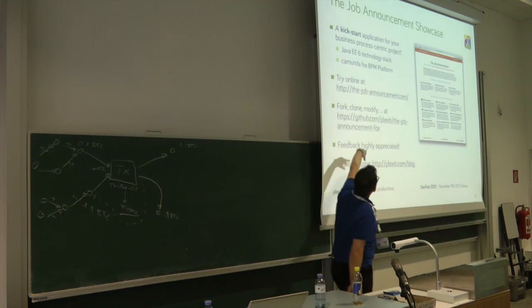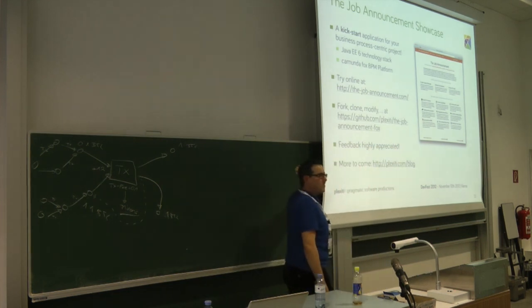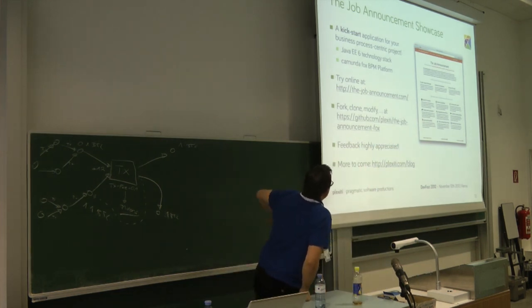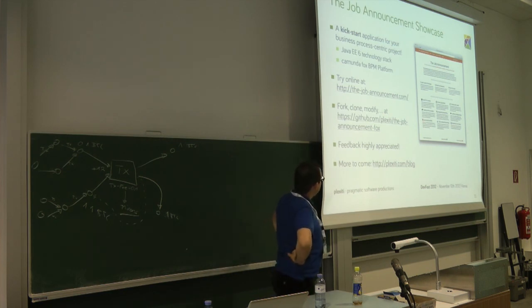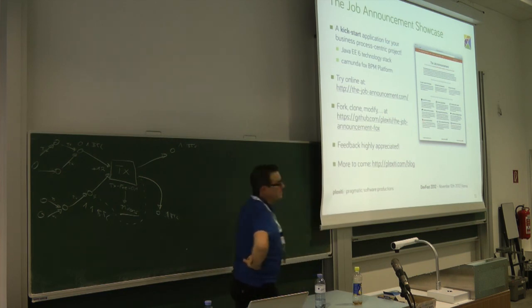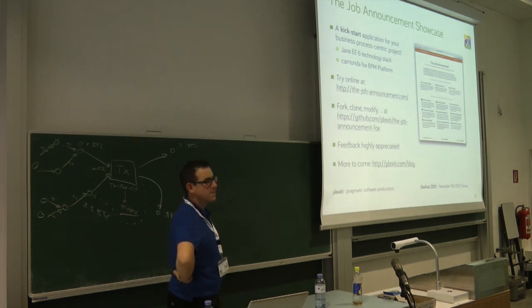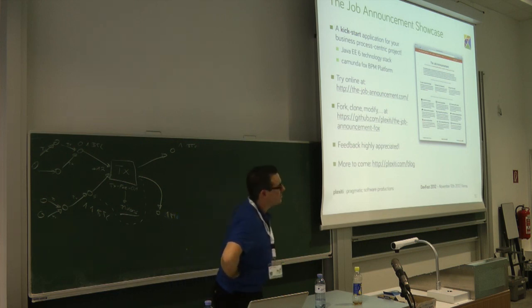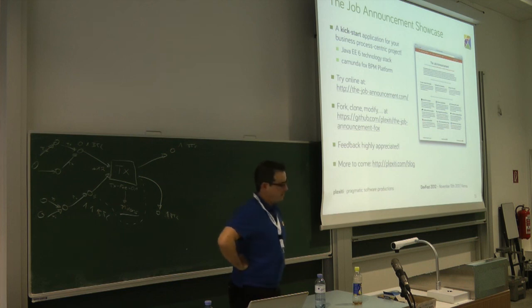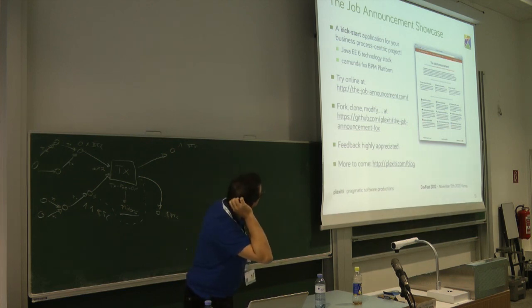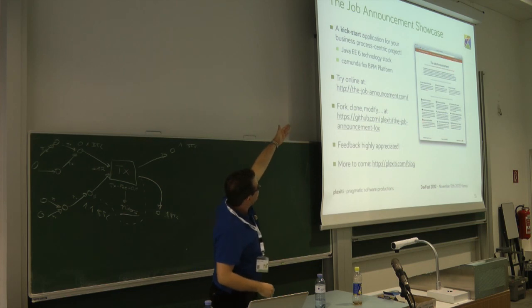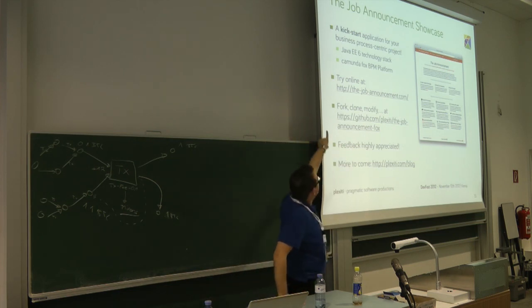This is the showcase that I showed you. It's at GitHub. I think it's the only project we have at the moment there. Feedback is highly appreciated, so clone it and do whatever you want with it. If you do some interesting stuff, we would like to get to know it. It's also under an open source license, I think it's an attribution license, but I don't remember which license we chose. It's based not on Activiti, but on Camunda Fox, because we wanted to focus on the Java EE6 architecture.